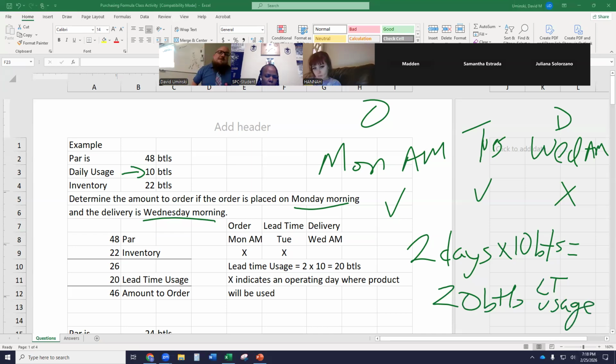Let me show you this example here. 48 is our par. We have in inventory 22 bottles. So I subtract that from my par and it tells me I should order 26. Well, because you've taken Ms. Uminski's cost control class, you know that you have to add in this lead time usage of 20 bottles, so that when the truck driver drives away, you have your par of 48. So you should actually order 46 bottles, not 26.